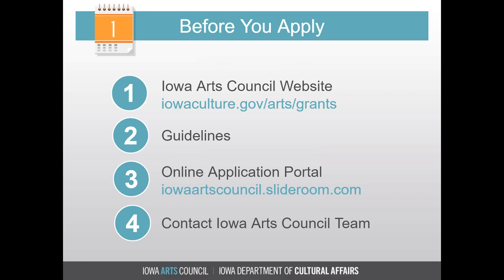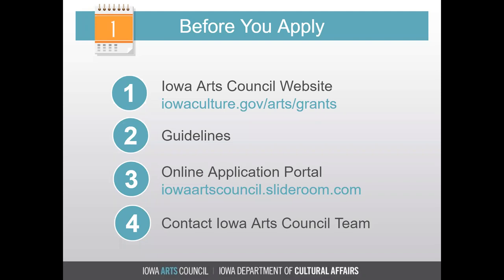So step one, go to the Iowa Arts Council's website, which is noted on the screen. Then click on the Grants tab. Here you will find a list of Iowa Arts Council administered programs. Step two, download the guidelines for the specific program that you wish to apply for. Each Iowa Arts Council administered program has a different set of requirements and guidelines that applicants must follow. Please make sure you closely read and understand these. The guidelines also include a scoring rubric so you can see how an application will be evaluated.